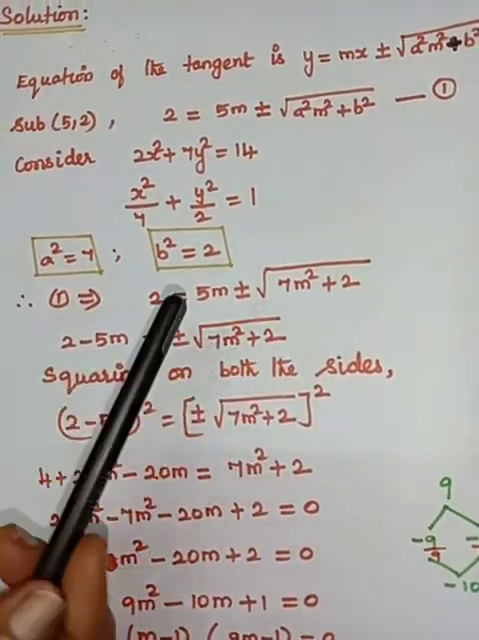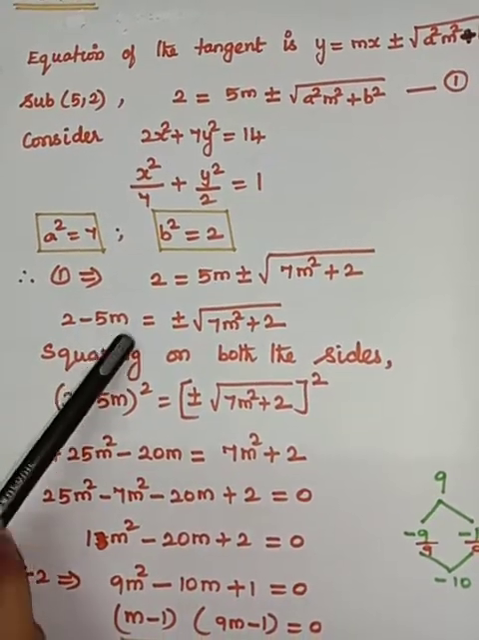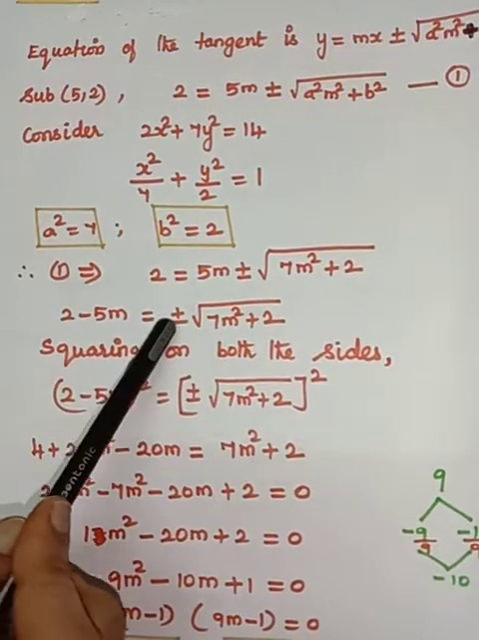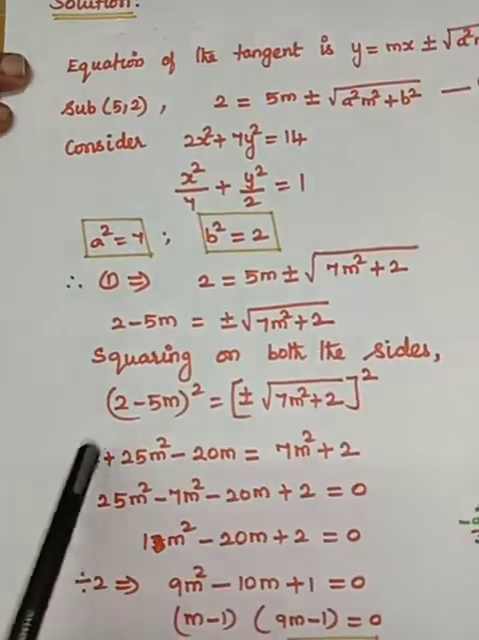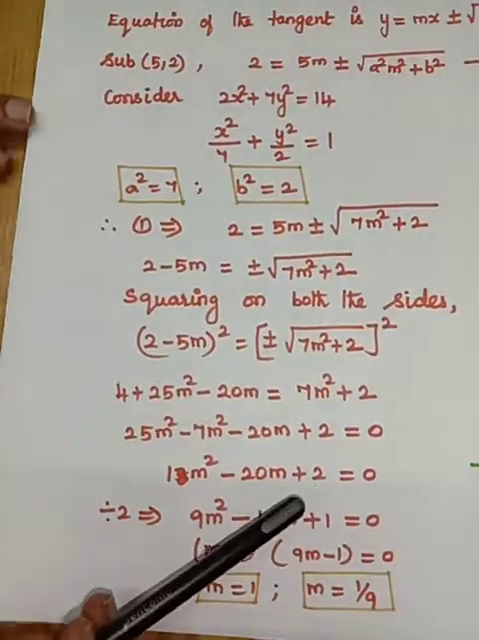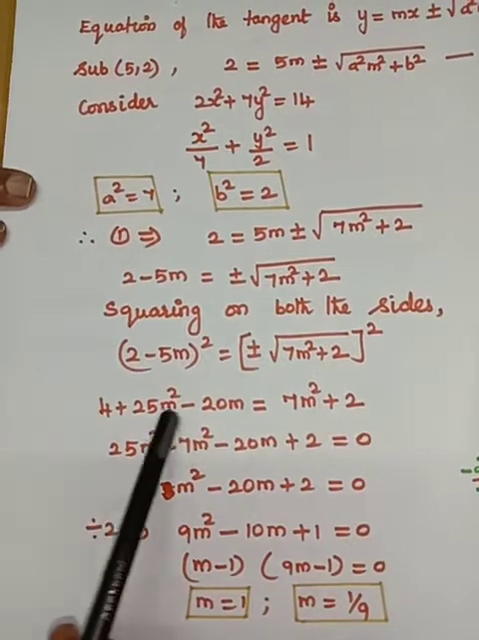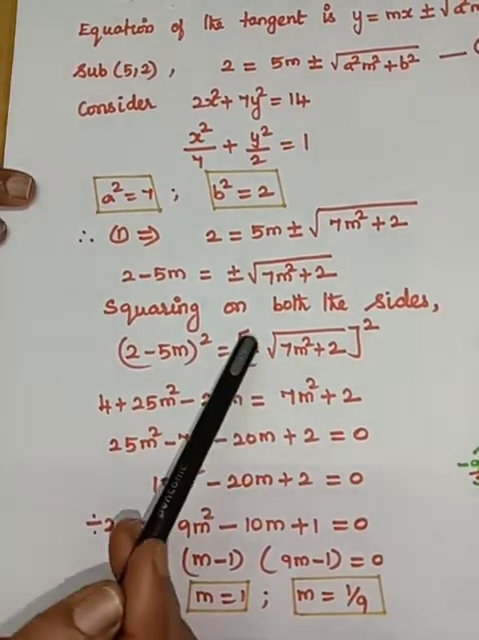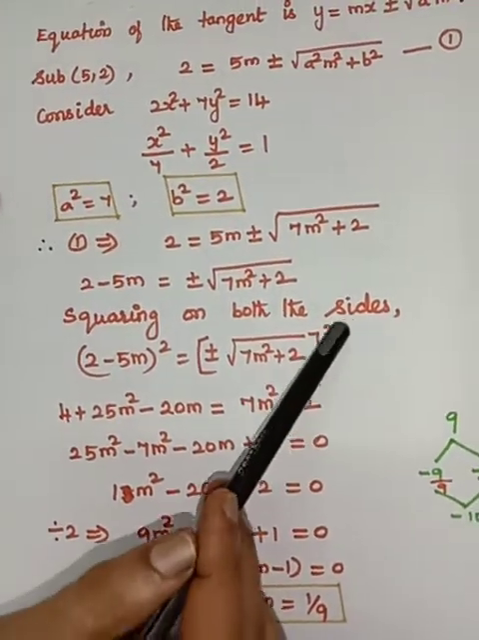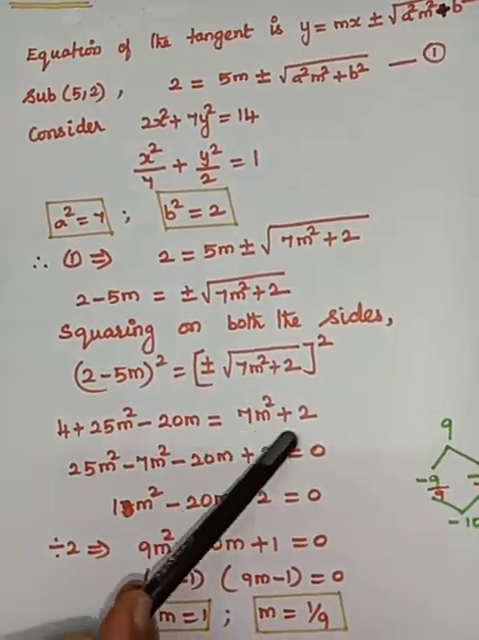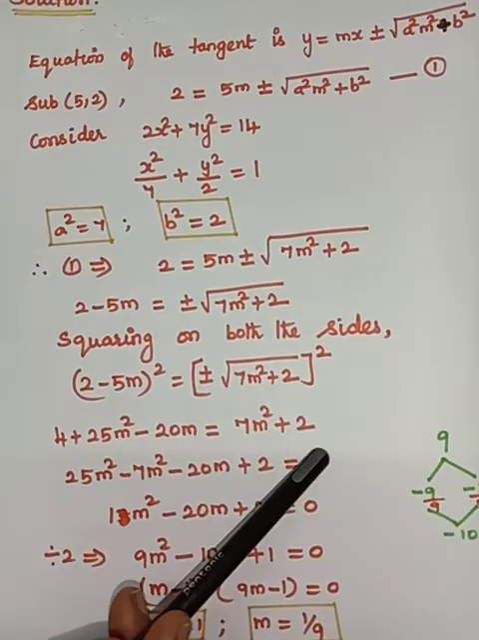Bring this 5m to the left side as minus 5m and you will get a term like this. Here you have a square root, so square on both sides. You will get this result. It is in the form of a minus b the whole square, so I have expanded, which is equal to plus or minus square root of 7m squared plus 2, the whole square. The square and the square root cancel, so the plus or minus whole square becomes positive: 7m squared plus 2.